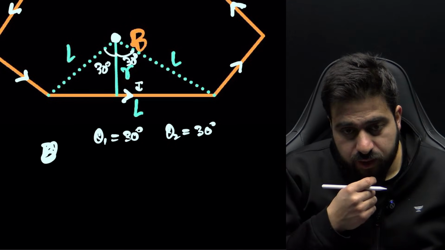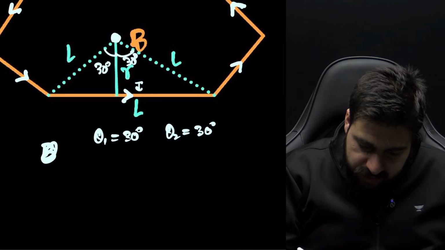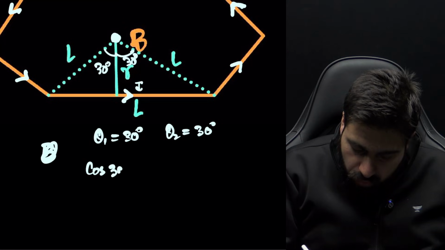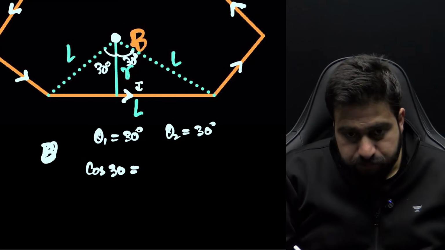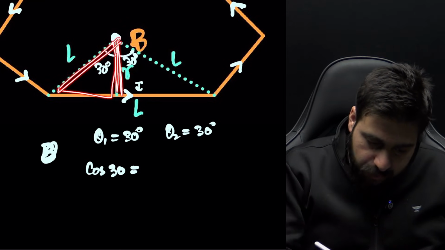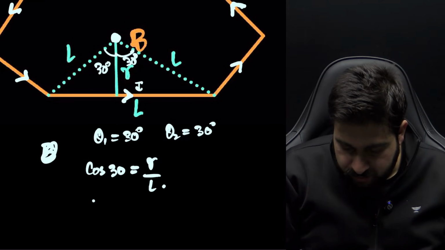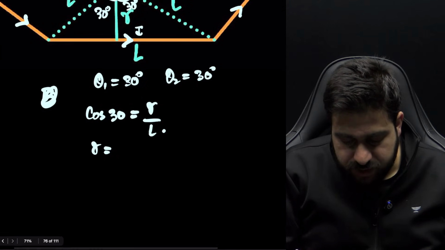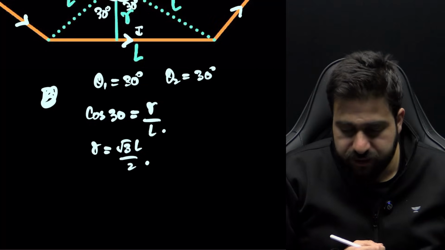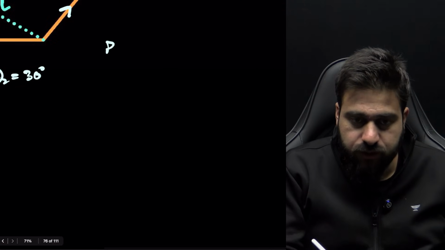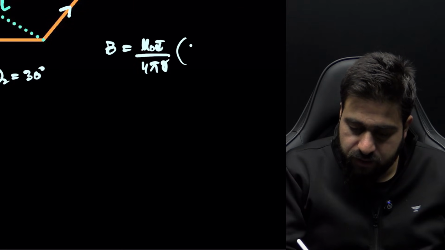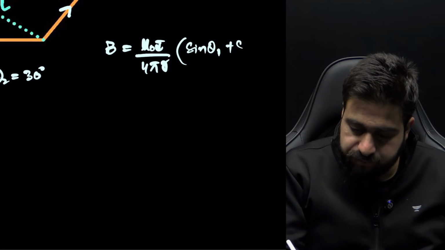Now guys, in this particular case, what is the value of cos 30? Cos 30 is base upon hypotenuse. If you take this triangle, base is R, hypotenuse is L. R divided by L, so R will be L cos 30. Cos 30 is root 3 by 2, so R is root 3 L by 2. This is L. This is R. Now find the magnetic field. You can use this formula: B is equal to mu naught I divided by 4 pi R into sine of theta 1 plus sine of theta 2.